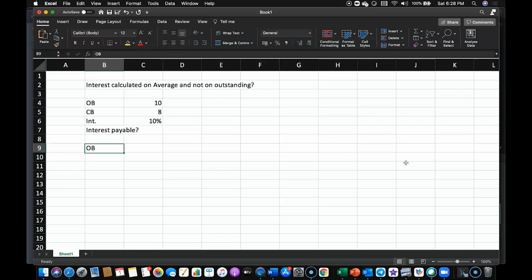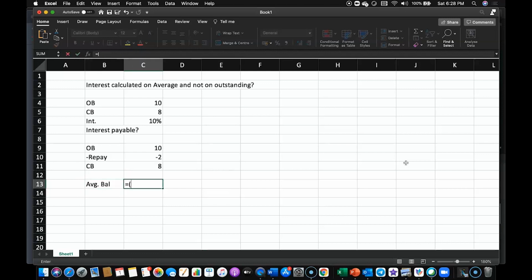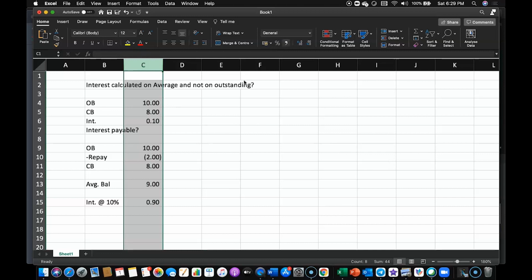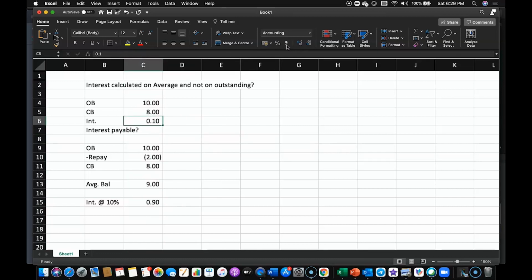I gave the reply: opening balance is 10 and there is a repayment of 2, and so closing balance is 10 minus 2, and we can arrive at average balance. Average balance is nothing but opening balance plus closing balance divided by 2, and on this interest at the rate of 10% can be applied. That is 9 into 10%. So interest works out to 0.9 lakhs. Okay, 9 lakhs or 9 crore, whatever. So here, this alone I'll change this percentage.